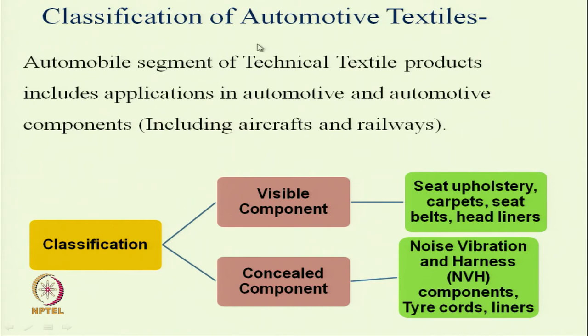In another way we can classify the automotive textiles based on whether it is a visible component or a concealed component. The visible components are which we can see easily, like seat upholstery, carpets, seat belts, headliners. And concealed components are noise, vibration and harness components, tire cords, liners. So, these are concealed components which are inside the car for different purposes.